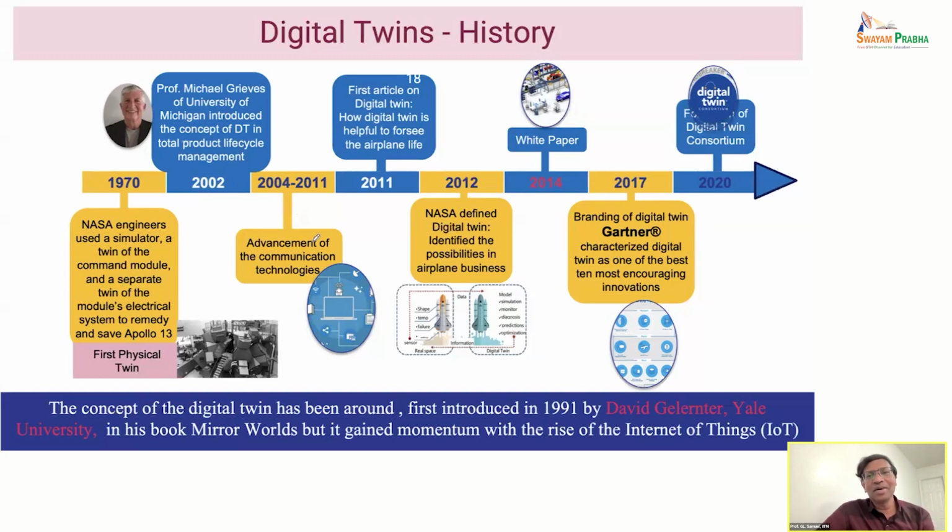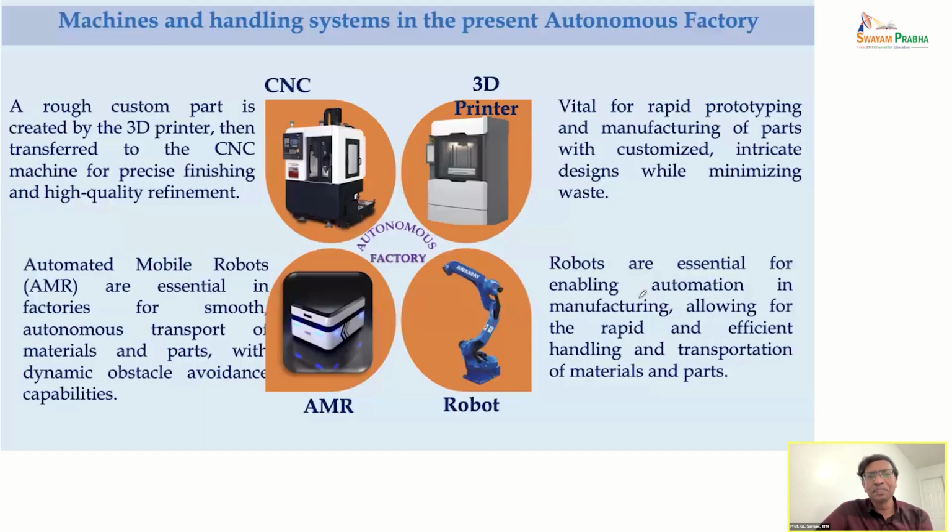Then all the technologies contributed, and finally now we have what is called digital twins. And they are trying to standardize them and make them implementable. Now for our factory, as you have seen, we took these machines: a CNC machine, a 3D printer, 2 robots, and 1 AMR. AMR is an autonomous mobile robot.